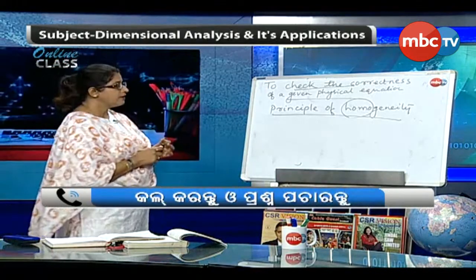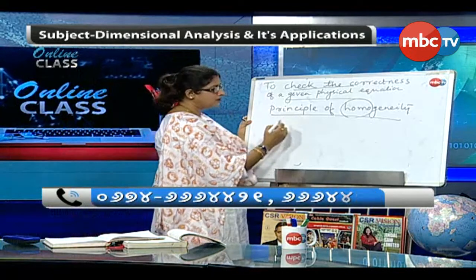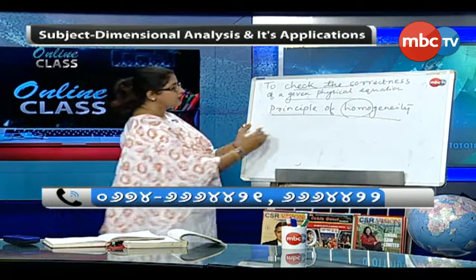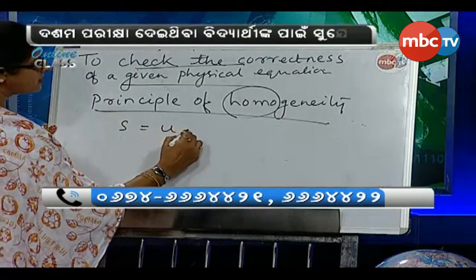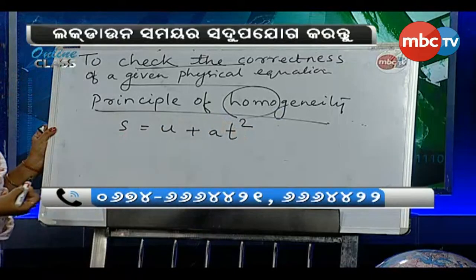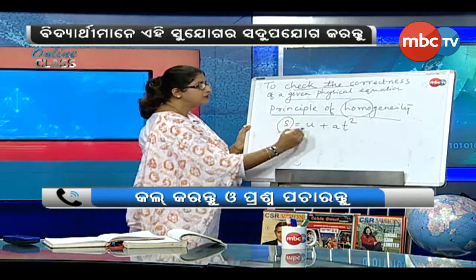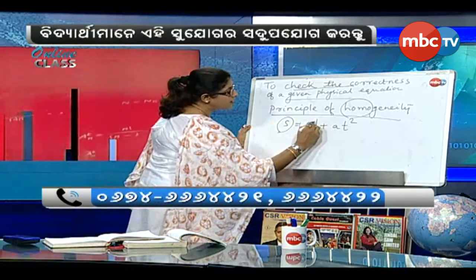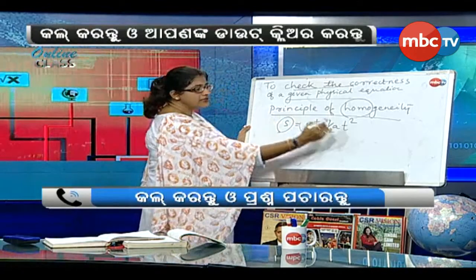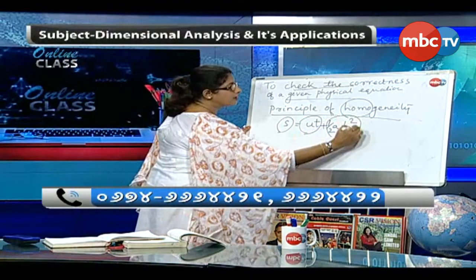For example, you must have studied about the equations of motion, 3 equations of motion we have studied now. Let us take one. S is equal to ut plus half at square. How many terms are there? This is one term, ut. S is equal to ut plus half at square. So, this is one term, this is one term.